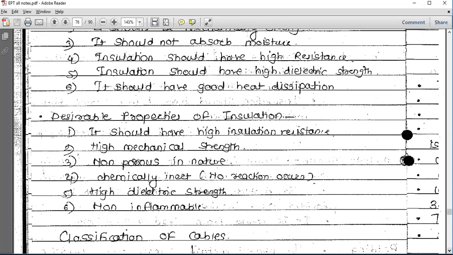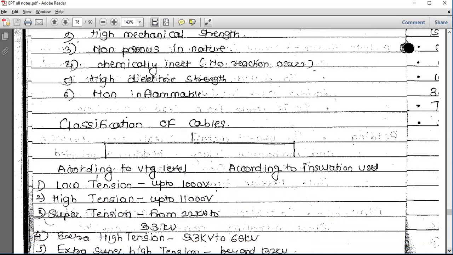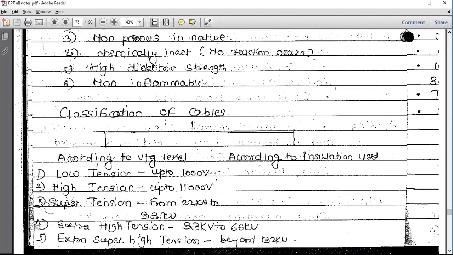The next is classifications of cables. So these are the classifications. In that, first one, according to voltage level and according to insulation used. These are the important factors.